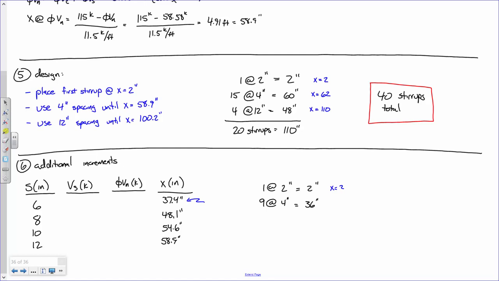Why am I doing that? What's my X value? 38. Now I can start using 6-inch spacing. I'm going to use 4 of them, so that'll give me 24 inches, and that'll be X equals 62. Why is that important? Because once I cross 62, I can start using 12 inches. And so I'll end up using 4 here. That's 48 inches, and that's X equals 110.